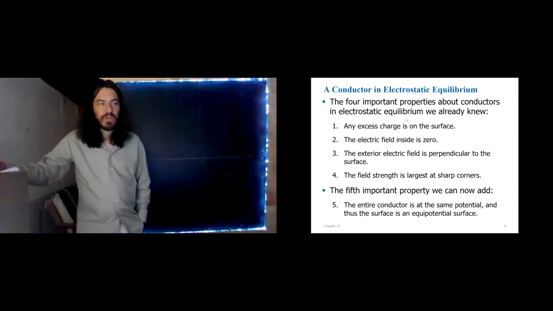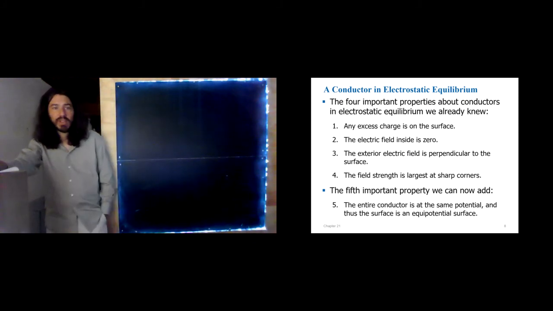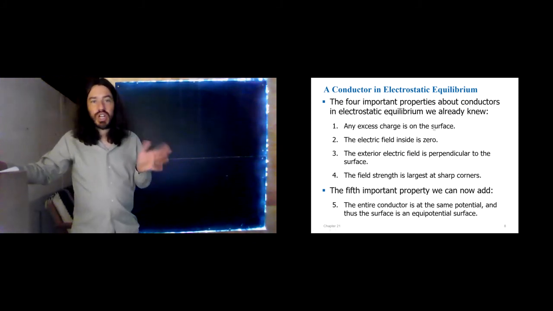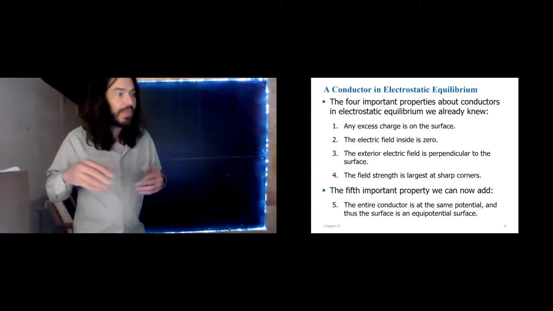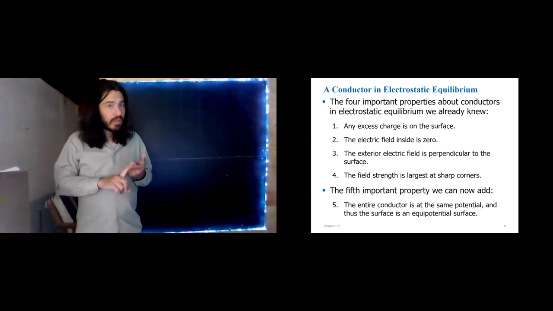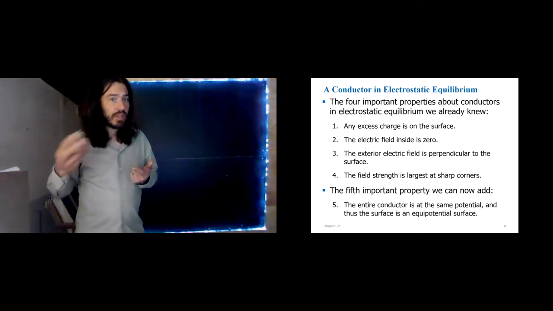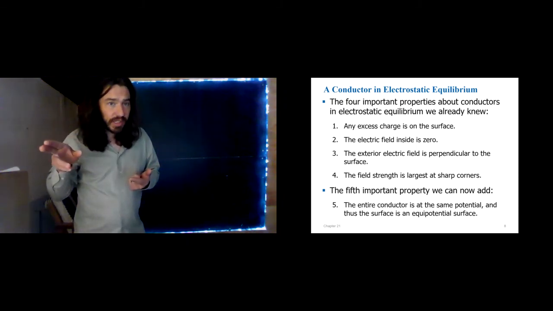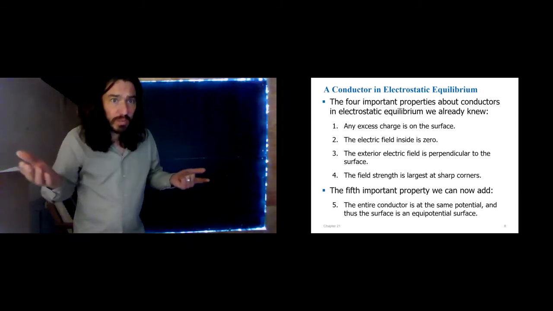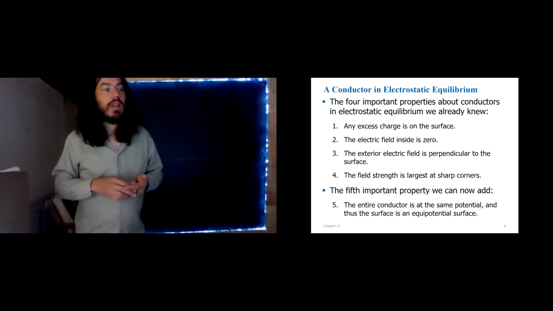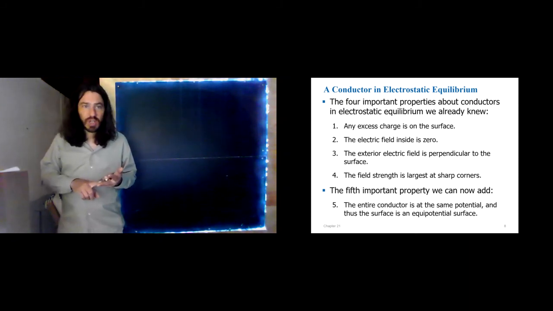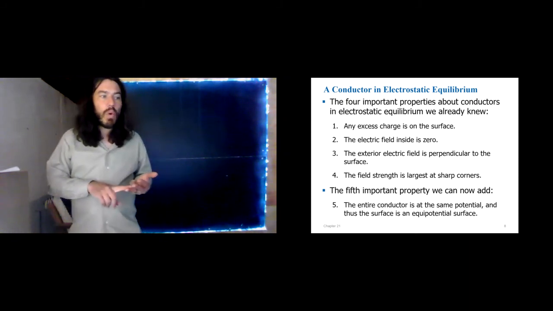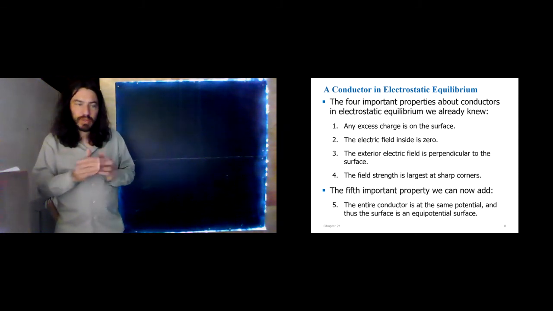We've already said these first four things. Four important properties about conductors in electrostatic equilibrium. We said this in the last chapter. One, excess charge resides on the surface. That's because that's the farthest all of that charge can get away from itself, from each other. Two, the electric field inside is zero. Recall that a conductor is something where charges can freely move. If there was an electric field in the conductor, those charges would just experience a force and they would move until there was no longer an electric field. Three, the exterior electric field is perpendicular to the surface. Again, those charges would move until it was. Four, the field strength is largest at sharp corners.